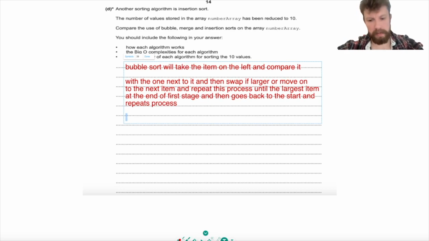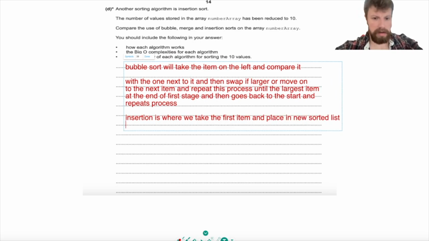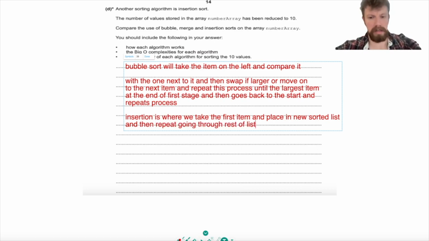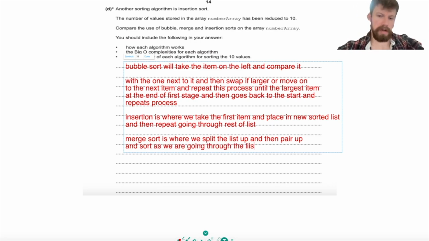And then we've got insertion sort, where we take the first item and place it in a new sorted list, and then repeat going through the rest of the list. Merge sort, where we split the list up and then pair up and sort as we are going through the list. I'm just making sure they understand that I actually know what each of those sorts are.